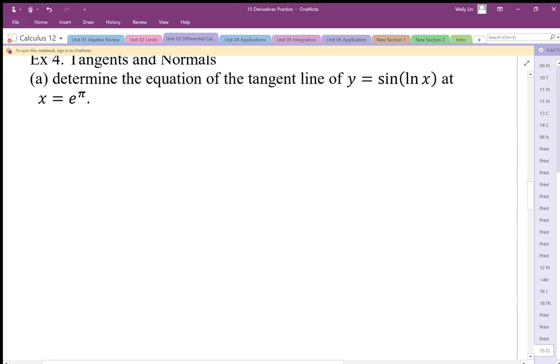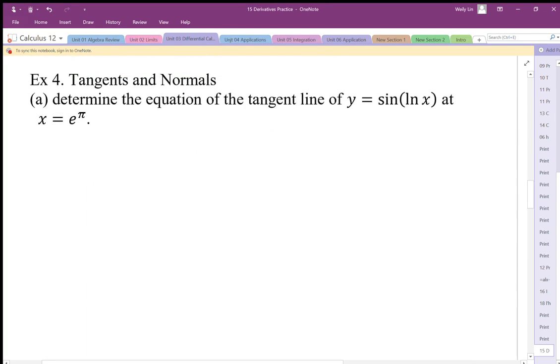So for tangents and normals, what we need is a derivative to calculate slope, and we need an x and y coordinate. So when we have a function that looks like this, we have our x coordinate. The first thing I'm going to do is calculate the y coordinate given that x coordinate. So ln of e to the pi is pi, so we end up with sine of pi, which is 0. We have the coordinate. We now need the slope to get the tangent and normal line.